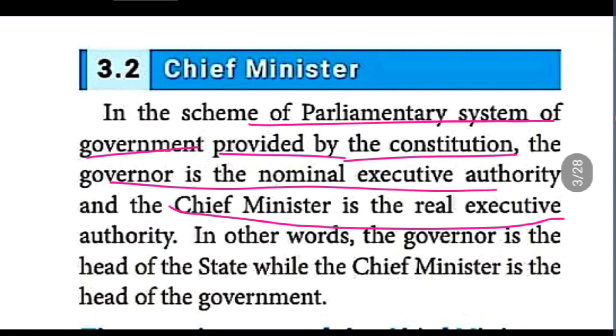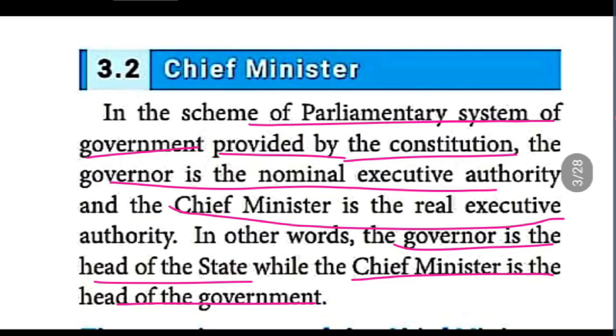In other words, children, the governor is the head of the state. At the same time, the chief minister is the head of the government. Governor is the head of the state, and chief minister is the head of the government. So this much only is given in the first paragraph of your book.